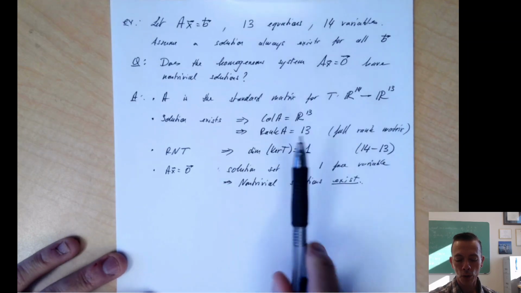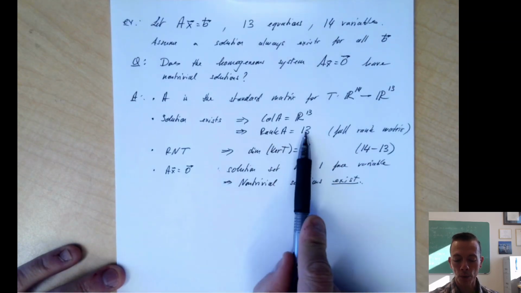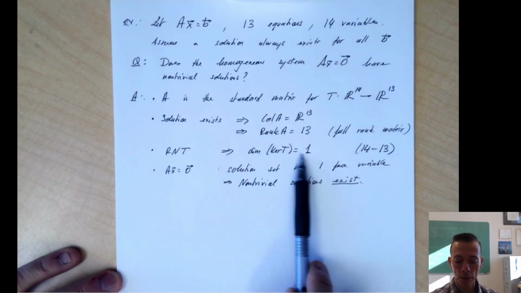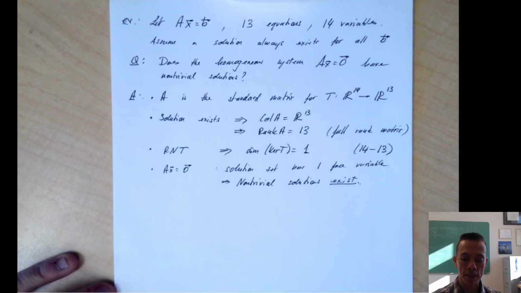So the trick here is using the Rank-Nullity theorem to find the dimension of the kernel, since you know the rank. You can also use the Rank-Nullity theorem in the other direction if you know the kernel to find the rank of the matrix, and get information about existence and uniqueness of solutions in that scenario as well.